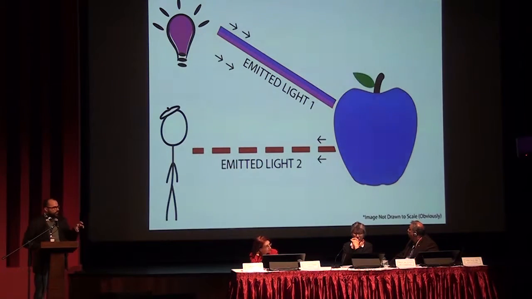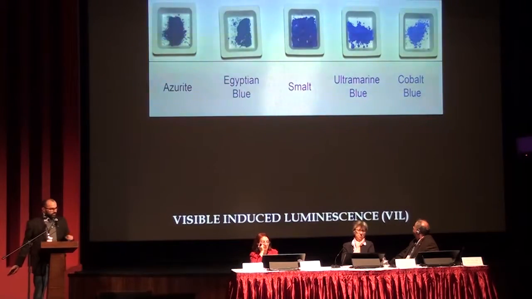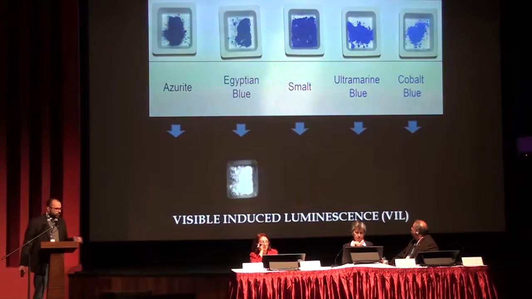If we have a special source with a special emitted light, the Egyptian blue will emit itself another spectrum that is quite unusual in physics. For example, here we have some blues: azurite, Egyptian blue, smalt, ultramarine, and cobalt. And here we have the result with the technique of VIL. You see? All other colors have disappeared, while the Egyptian blue has lit up.